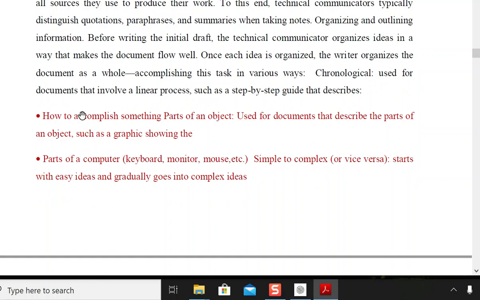Here, how to accomplish something, parts of an object. This is a concept that, for example, you are a computer professional and you have to write about the software, the different parts, the GUI, web servers and connectivity and this and that. And also you have to explain the hardware of the computers and hardware of the different cell phones and media and other things.